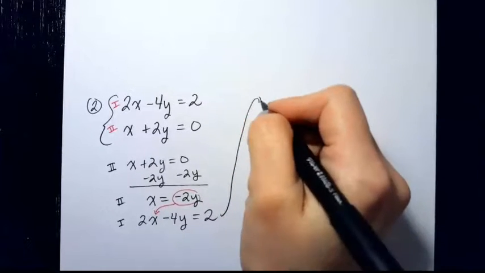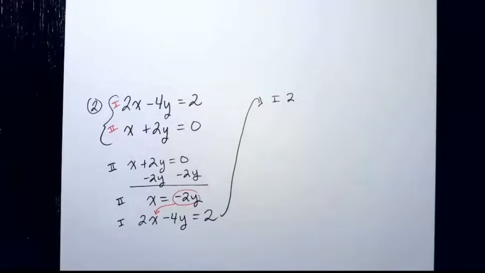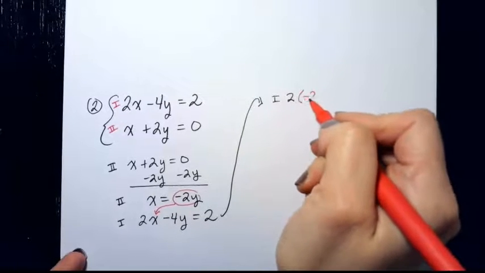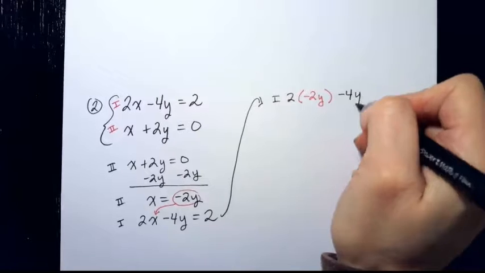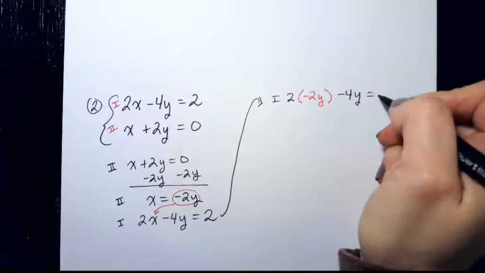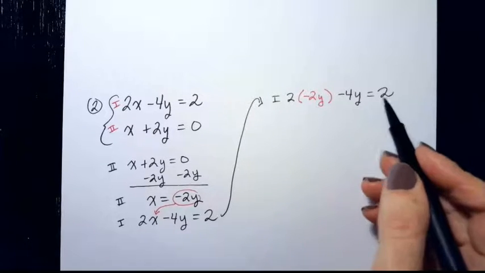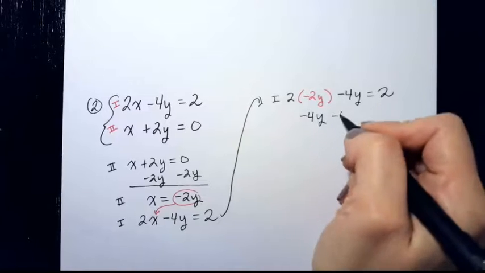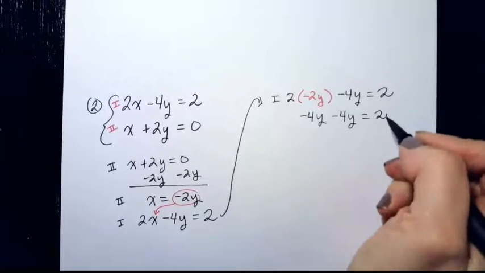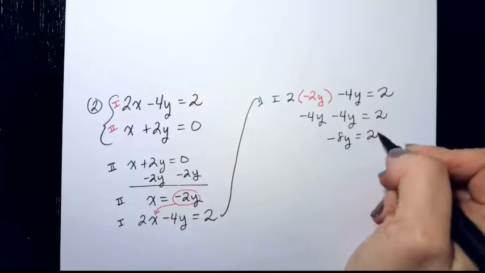So let me bring this up here for some space. So that first equation is now 2 instead of x. I'm replacing that with negative 2y. So 2, and then my substitution, minus 4y equals negative 2. Oh, it's positive 2. So then I'll continue to solve. Notice that I only have y's, so I can solve that equation for y. 2 times negative 2y is negative 4y, minus 4y equals 2. Negative 4y minus 4y is negative 8y, which is equal to 2.